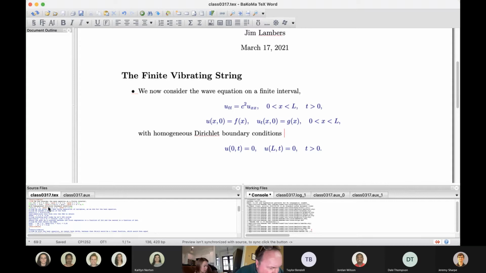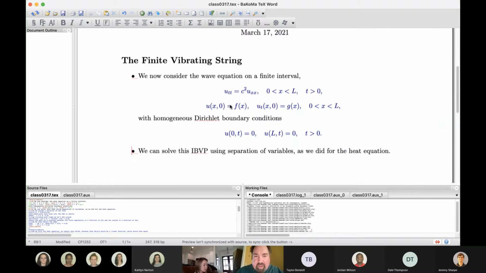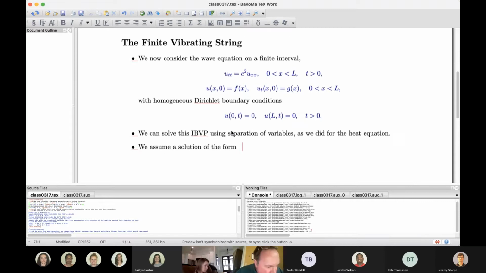So we can proceed the same way as we did with the heat equation. We can solve this problem by separation of variables. So I'll go through that process. You might find this a helpful review of separation of variables. It's all the same until we get to the part of the ODE that depends on time, because that will be different from a heat equation.